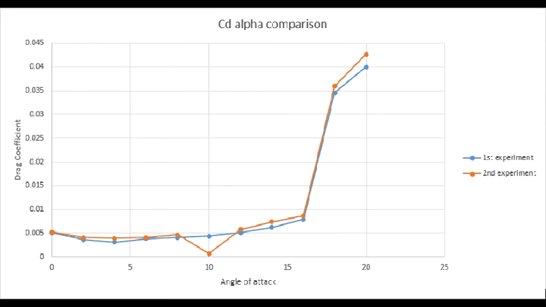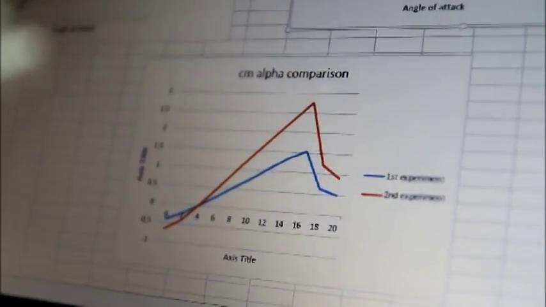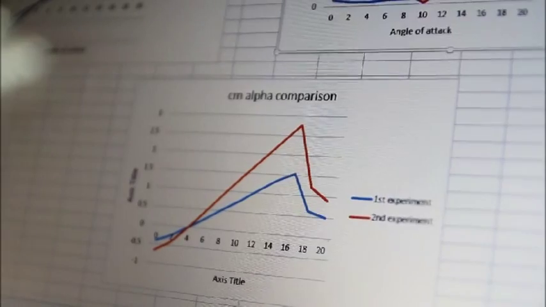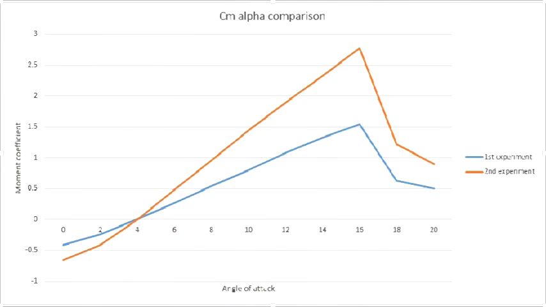For the third graph, the CM-alpha curve, we can see that the higher Reynolds number from the second experiment, the orange line, gives a higher slope of pitching moment coefficient, as you can see in the orange line. So we can conclude that an increase in Reynolds number results in an increase in pitching moment.